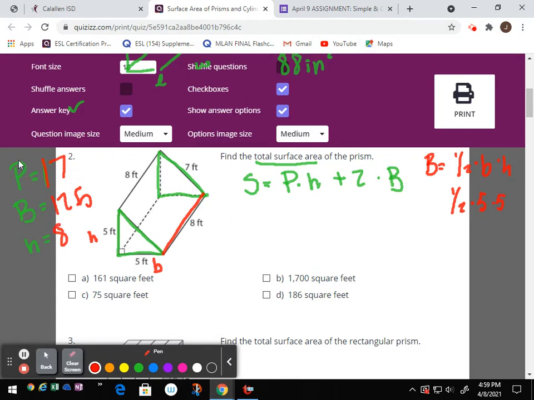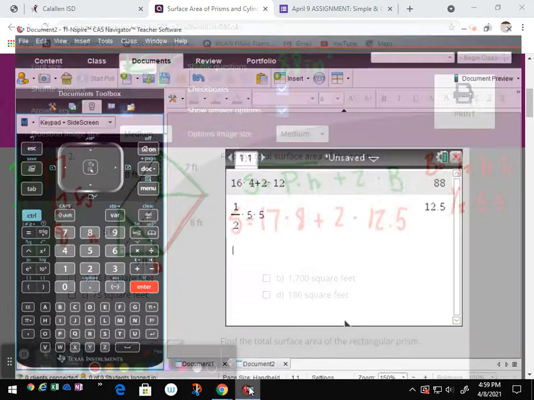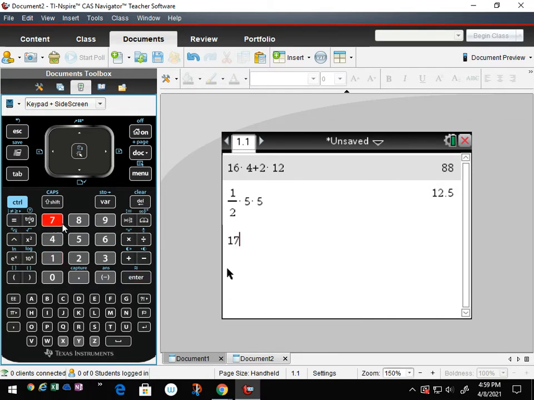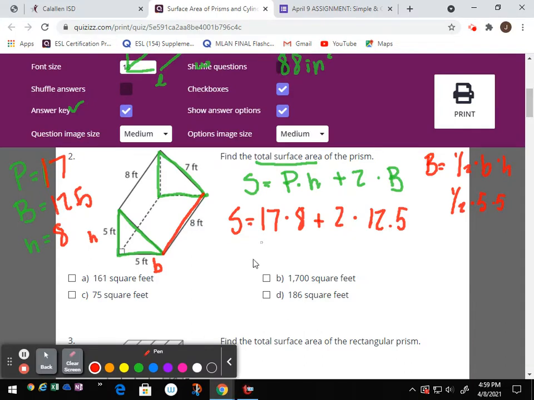We have all of our numbers for our letters, so let's plug them in. So big P is 17, so we have S is equal to 17 times our 3D height, which we said was 8, plus, drop down the 2, times big B, which is 12.5. All right, we have our formula now. Let's go plug it into the calculator. So we have 17 times 8 plus 2 times 12.5. We get 161. 161 feet squared, all right, which we can see is answer choice A.